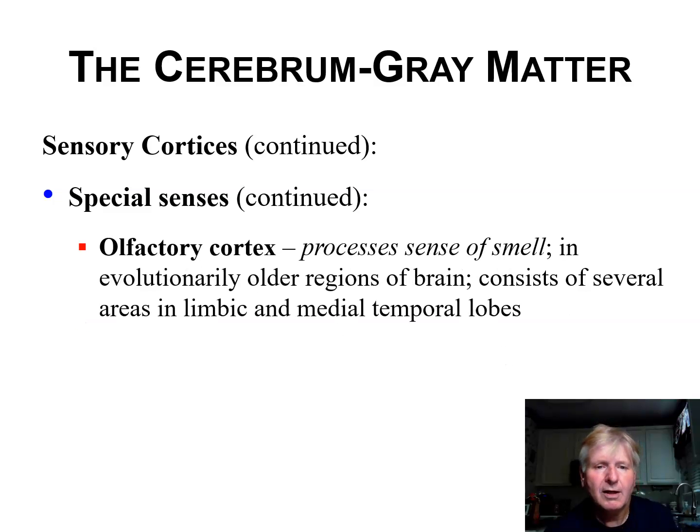And then the olfactory cortex processes the sense of smell, and this is thought to be in the evolutionary older region of the brain. It also consists of several areas in the limbic and medial temporal lobes.